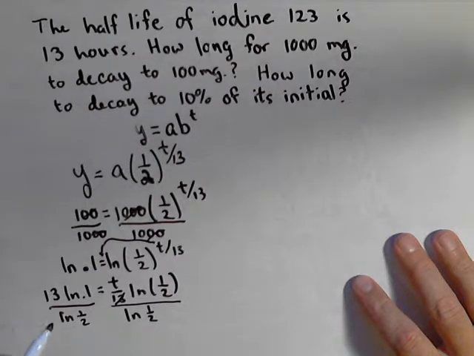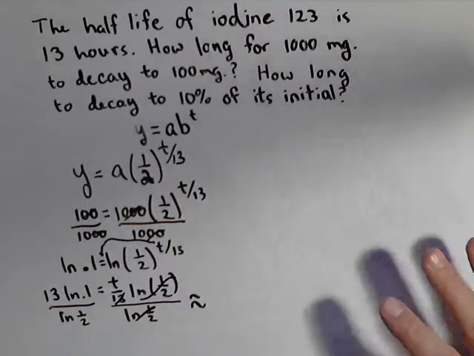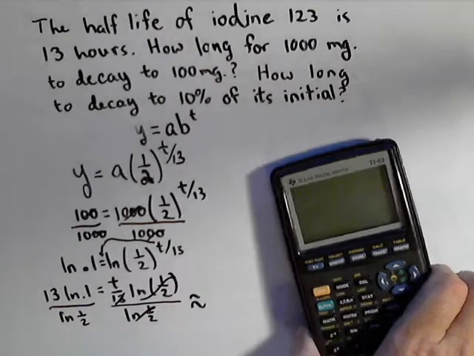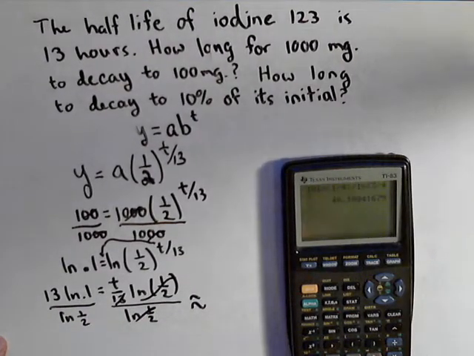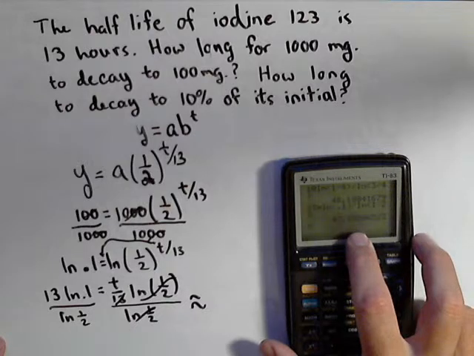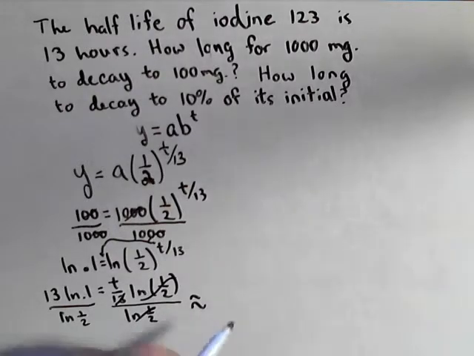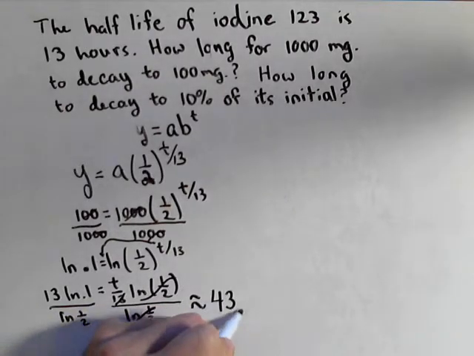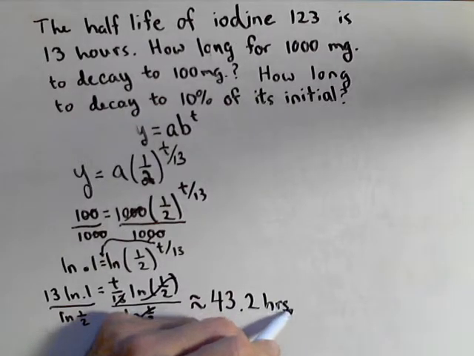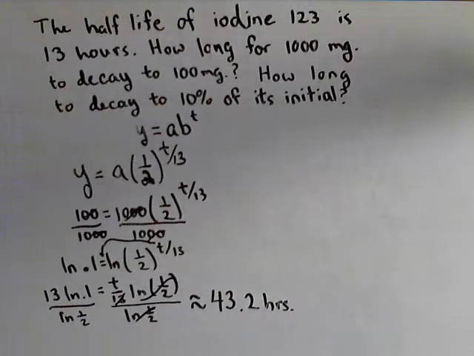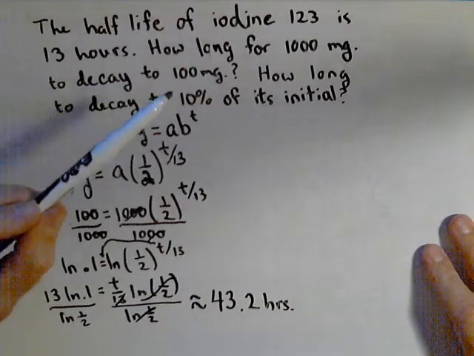Now what would be nice is if we had this as a number, so we will use our calculator to help us out there. And so I've got that it's going to be 13 times ln of 0.1, close my parentheses, divided by ln of 1/2. And it's going to take about 43.2 hours, let's say. So 43.2 hours.